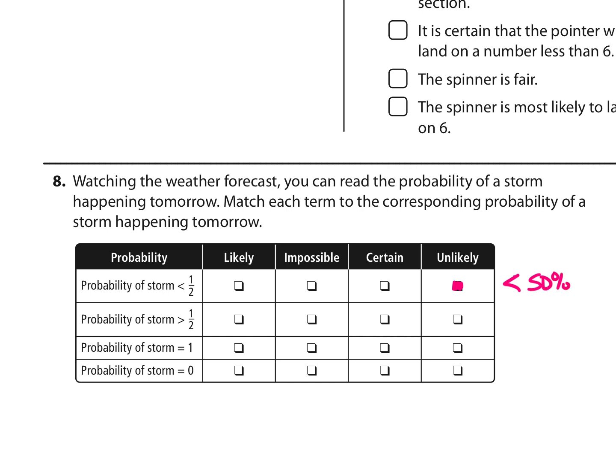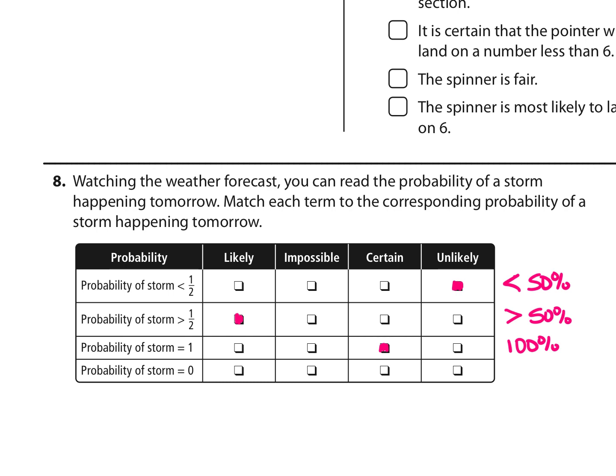The next is the probability of a storm is greater than half. Well, that's more than a 50% chance. It doesn't say it will happen, but it does mean it's likely. The next is the probability of a storm equals 1. Well, 1 is equal to 100% chance. This means it will happen. This is certain. There will definitely be a storm.